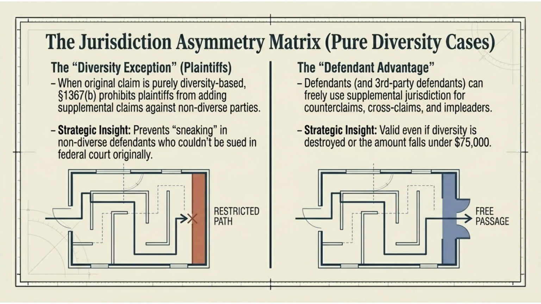This slide shows the asymmetry in supplemental jurisdiction for pure diversity cases. Section 1367(b) limits plaintiffs from using supplemental jurisdiction to bring in non-diverse parties when the original basis is only diversity. The purpose is to prevent plaintiffs from evading complete diversity by adding claims or parties that could not have been in federal court originally. Defendants have more room. They may often use supplemental jurisdiction for counterclaims, cross-claims, and impleader claims, even where the amount is smaller or diversity would otherwise be disrupted. The exam point is to ask who is asserting the claim, plaintiff or defendant.